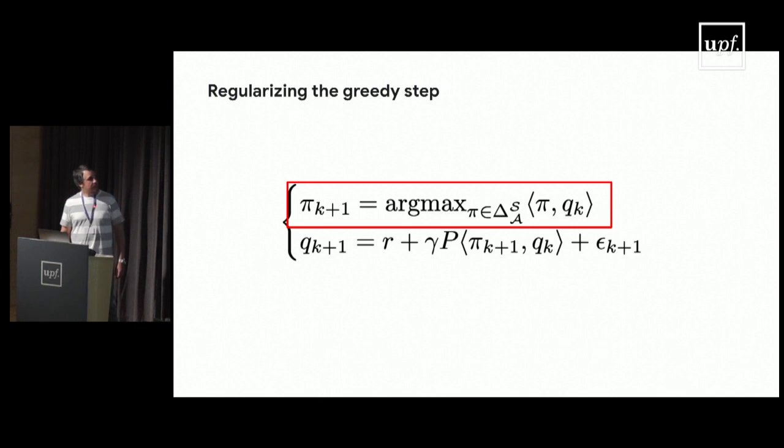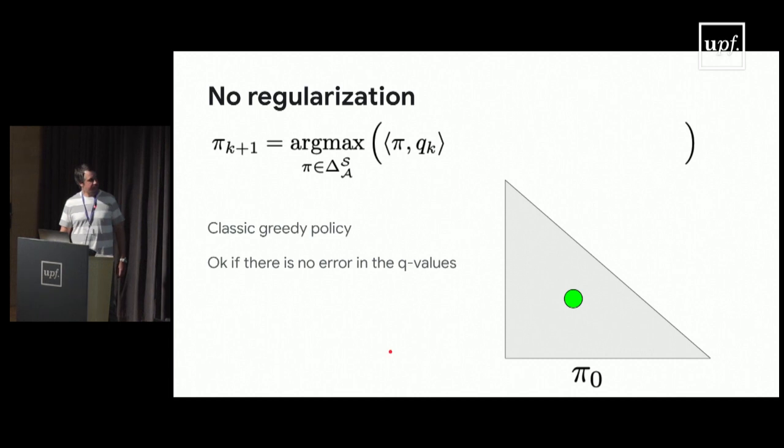So we'll see some examples of how to do regularization. What does it mean to do regularization in the greedy step? For now, we have this greedy step: I compute the greedy Q function. And here what I show is the simplex. The simplex is the space of probabilities over actions for a given state, so it's a policy space. And here I have three actions.